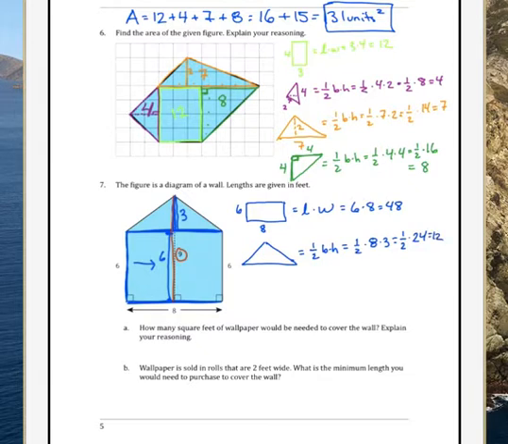So how many square feet of wallpaper would be needed to cover the wall? Well, we're going to do area equals 48 plus 12. To do this, I'm going to be flexible with numbers. 48 plus 10 is 58, but I added 12, so I need to add 2 more, so I have 60. So I have 60 square feet is the total area of that wall. So that's how much wallpaper I'm going to need. Okay, and I explain my reasoning by walking you through the problem. I'm just cutting it into the shapes. Okay.